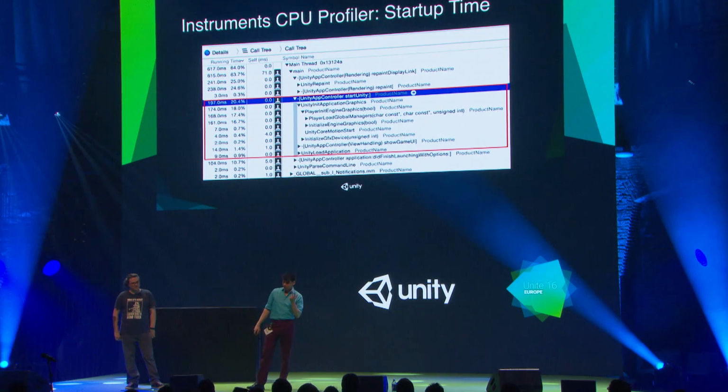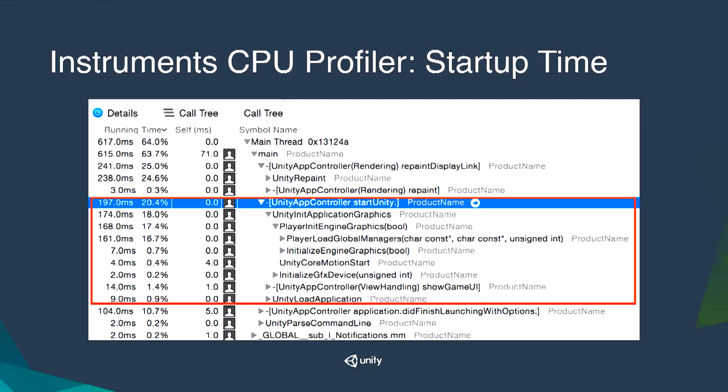There's two places where Instruments can provide some really interesting insights, though. On this slide, I've highlighted in red the start Unity method. As you can probably guess, this is the code that runs when Unity is first initializing. This is actually running while the splash screen is open, so your application is not yet interactive.